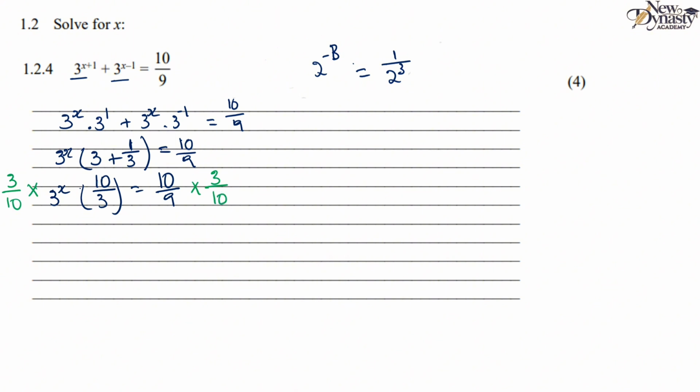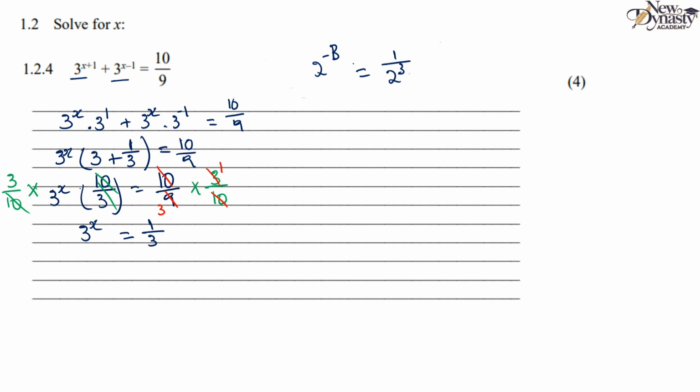So 3 is going to cancel 3 in this case, 10 is going to cancel 10 in that case. So I'm going to be left with 3 to the power x, which is the aim anyway. The aim was to be left with this power on the left hand side. On the right hand side, the 10 and 10 are going to cancel, and 3 to itself goes once, into 9 it goes 3 times. So I've got 1 in the numerator and I'm left with 3 in the denominator.